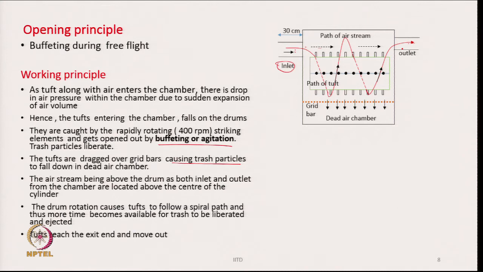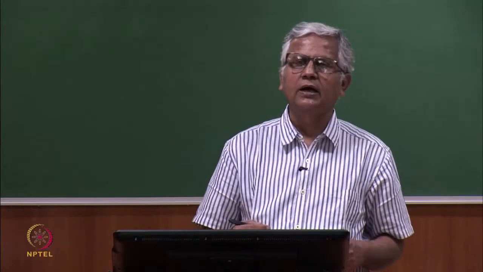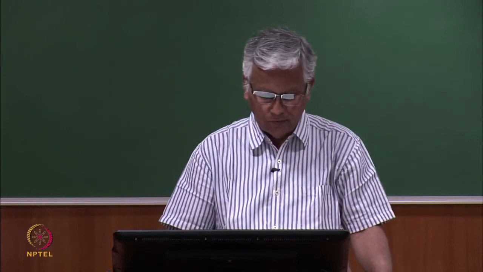The rotation of the drum will cause the tufts to follow a spiral path as shown here. It can follow a spiral path, which basically means it will spend more time within the chamber, and if it spends more time, there is more opportunity for the trash particles to be ejected. Hence, a spiral path is beneficial from the cleaning point of view.